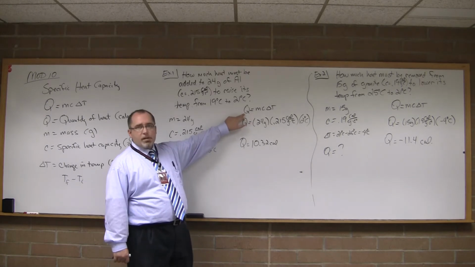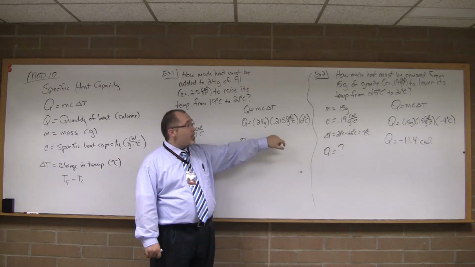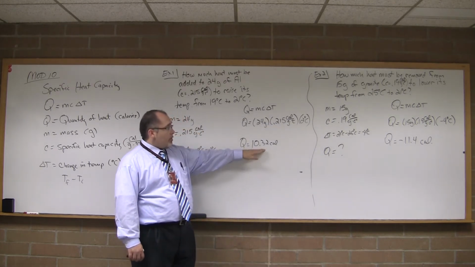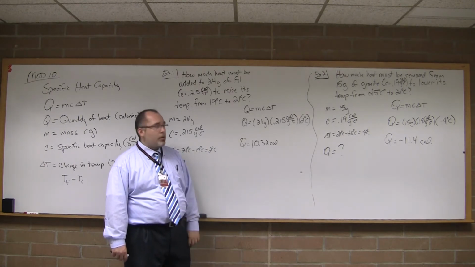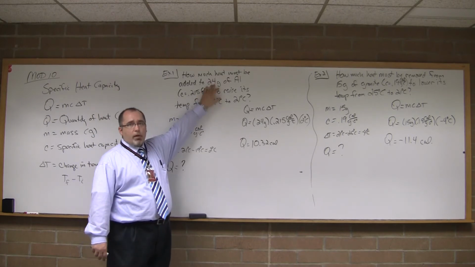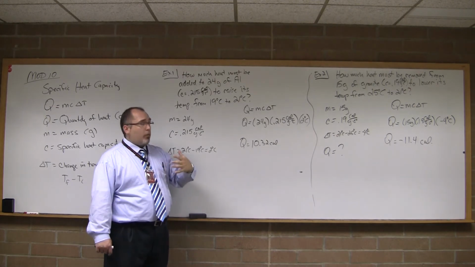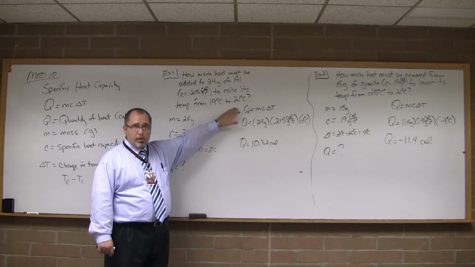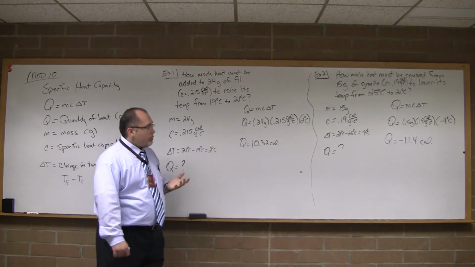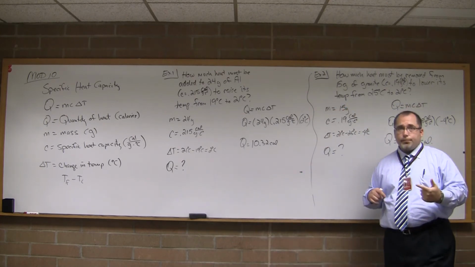So we get Q equals mc delta T. Plug in 24 grams for M, 0.215 for your specific heat capacity, and 2 degrees Celsius for your temperature change. Multiply the numbers, you get 10.32 calories. In other words, if you add 10.32 calories of heat to 24 grams of aluminum, originally at 19 degrees Celsius, that same sample of aluminum would then raise to have a temperature of 21 degrees Celsius. So we added heat, which causes the temperature to rise. It's common sense.